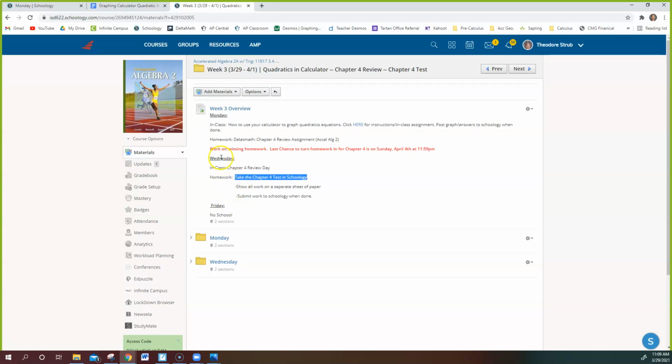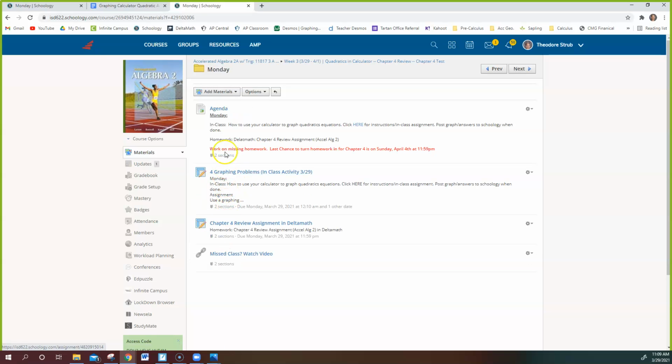And then your goal is to complete that hopefully before Sunday, but the absolute last day for this test is Sunday, April 4th at 11:59. We do not have school on Friday, so keep that in mind. And then when you click on the Monday folder, I have the same directions for what we're doing Monday in class. That link is here as well. And then here's the spot where you're going to have 4 problems to do in class, and you'll post that to this assignment. And then the Delta Math, when you get done with Delta Math, you're going to click on that, and you'll post that assignment as well.